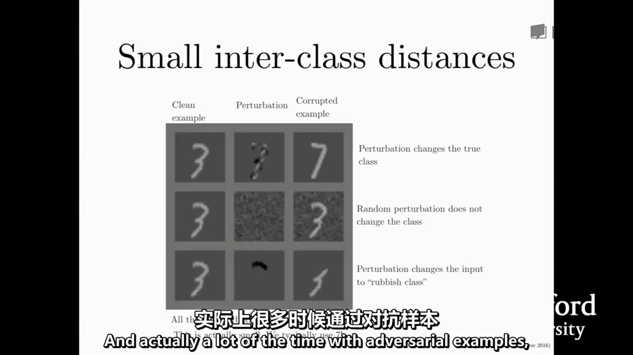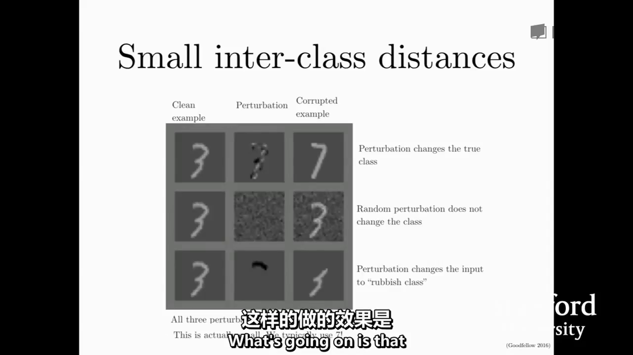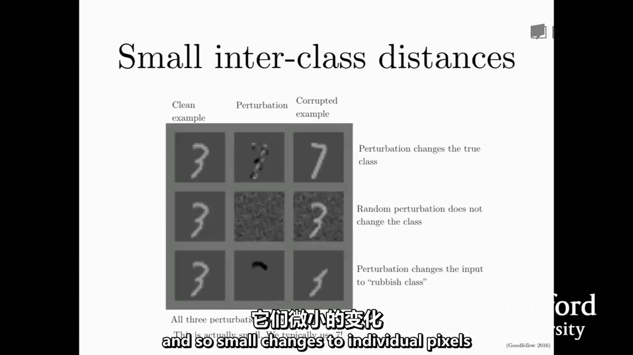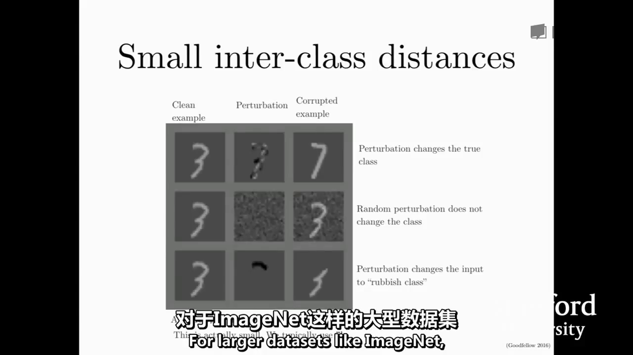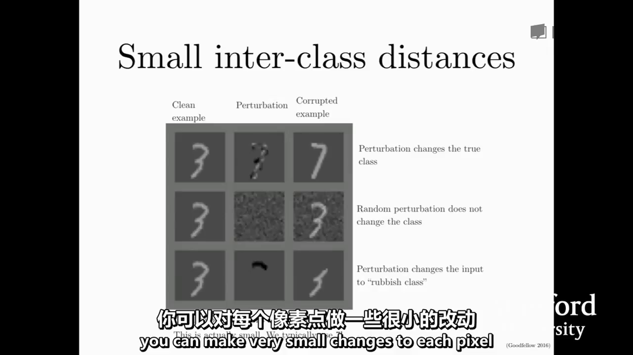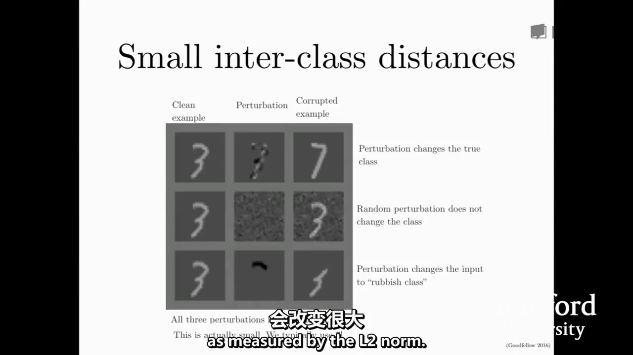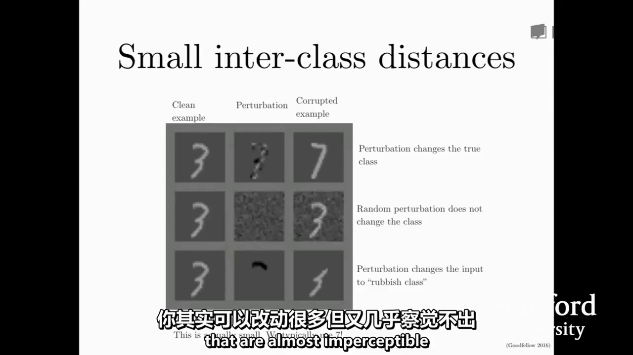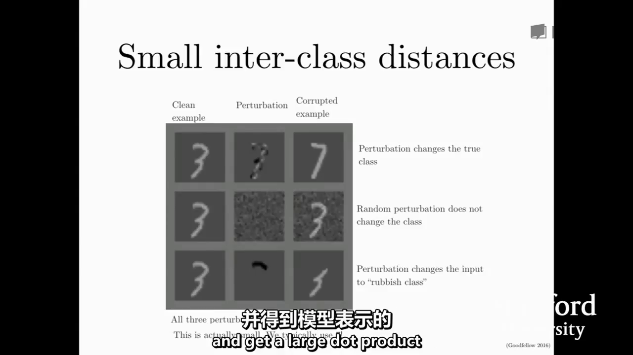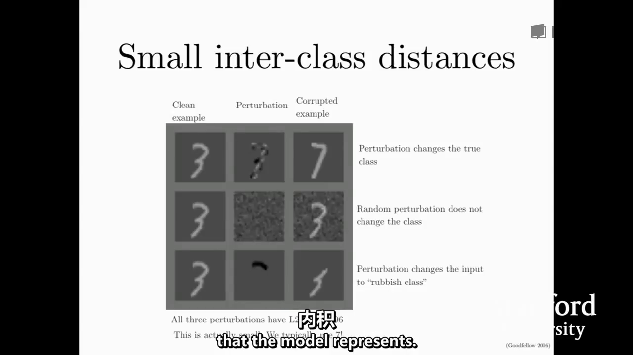And actually, a lot of the time with adversarial examples, you make perturbations that have even larger L2 norm. What's going on is that there are several different pixels in the image, and so small changes to individual pixels can add up to relatively large vectors. For larger data sets like ImageNet, where there's even more pixels, you can make very small changes to each pixel, but travel very far in vector space, as measured by the L2 norm. That means that you can actually make changes that are almost imperceptible, but actually move you really far and get a large dot product with the coefficients of the linear function that the model represents.